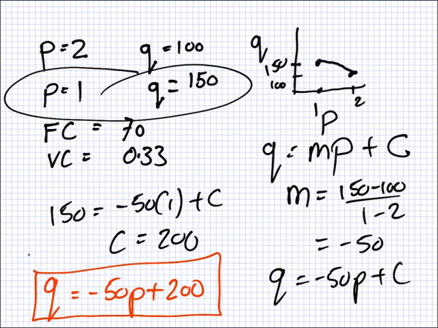Now, let's have a look at what this result means. If the coffee was free, how many would I sell? Look at the formula. If the coffee was free, how many would I sell? 200. Why? What did you do? Put P as 0.